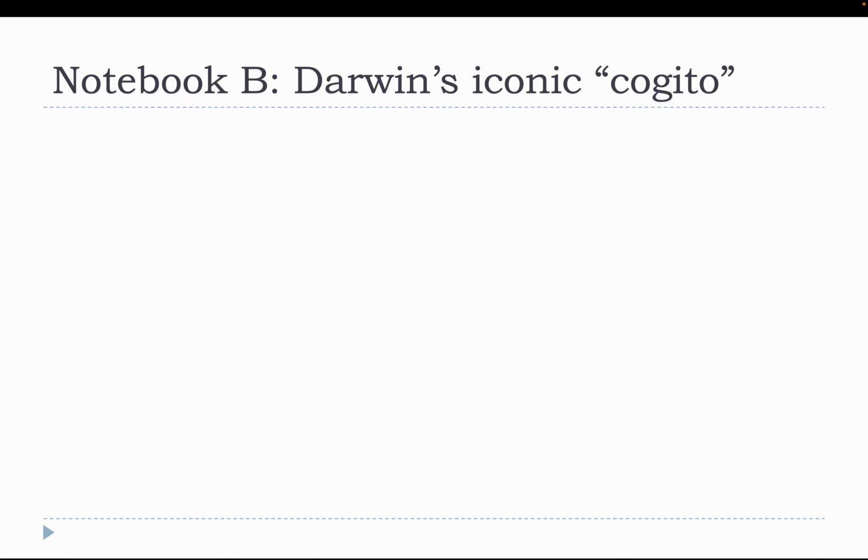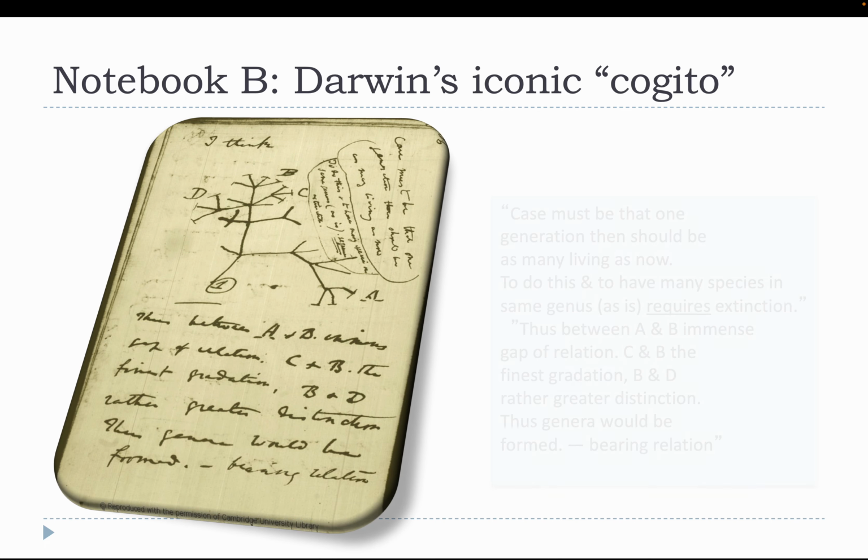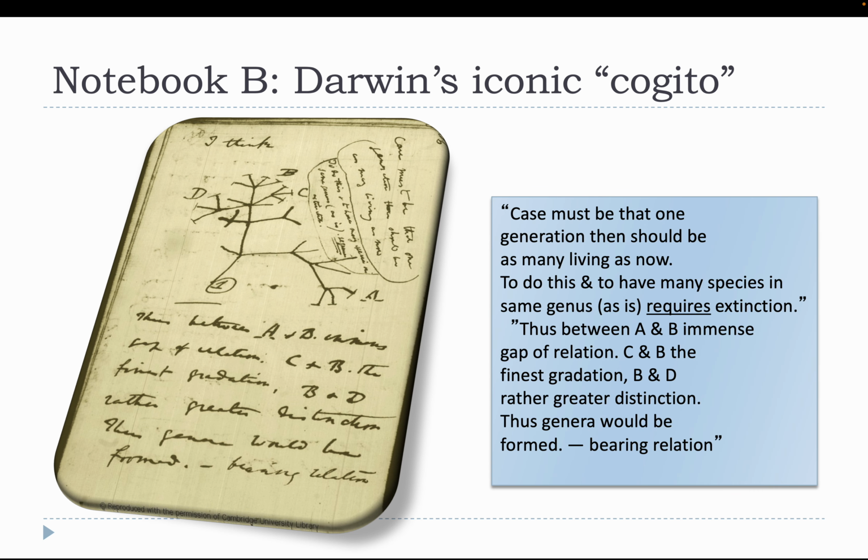But the most important, what you might call the cogito, to reflect Descartes, who said, "I think, therefore I am." Darwin said, "I think," and then drew a picture, a sketch of an evolutionary tree. And this is the one that you will see reproduced very commonly in the iconography of evolution.